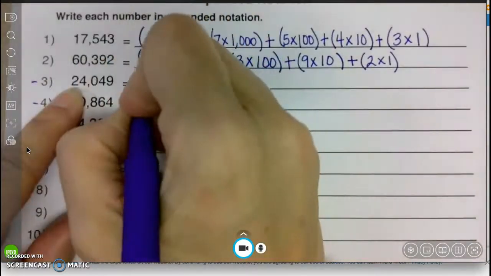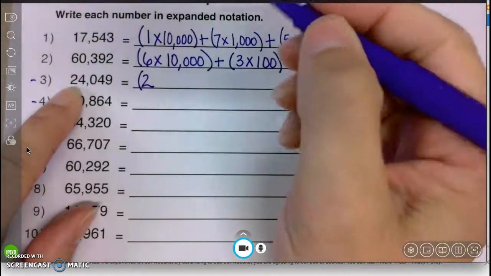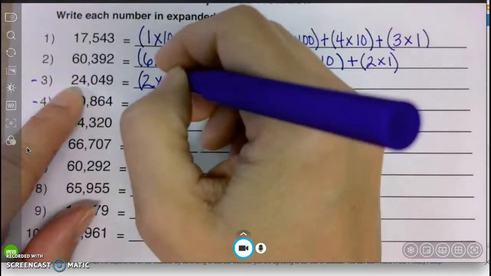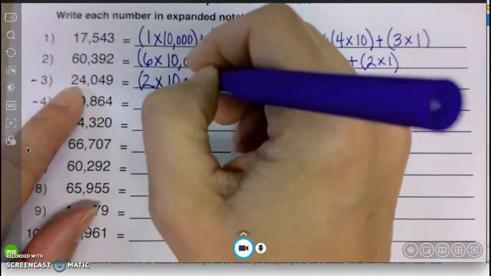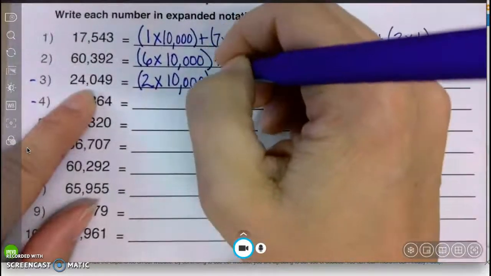All right, so I'm going to open my parentheses and I'm going to write my 2. What am I going to multiply 2 times? 10,000. Why times 10,000? Because the 2's in the 10,000s place. Good. My next one is going to be what?